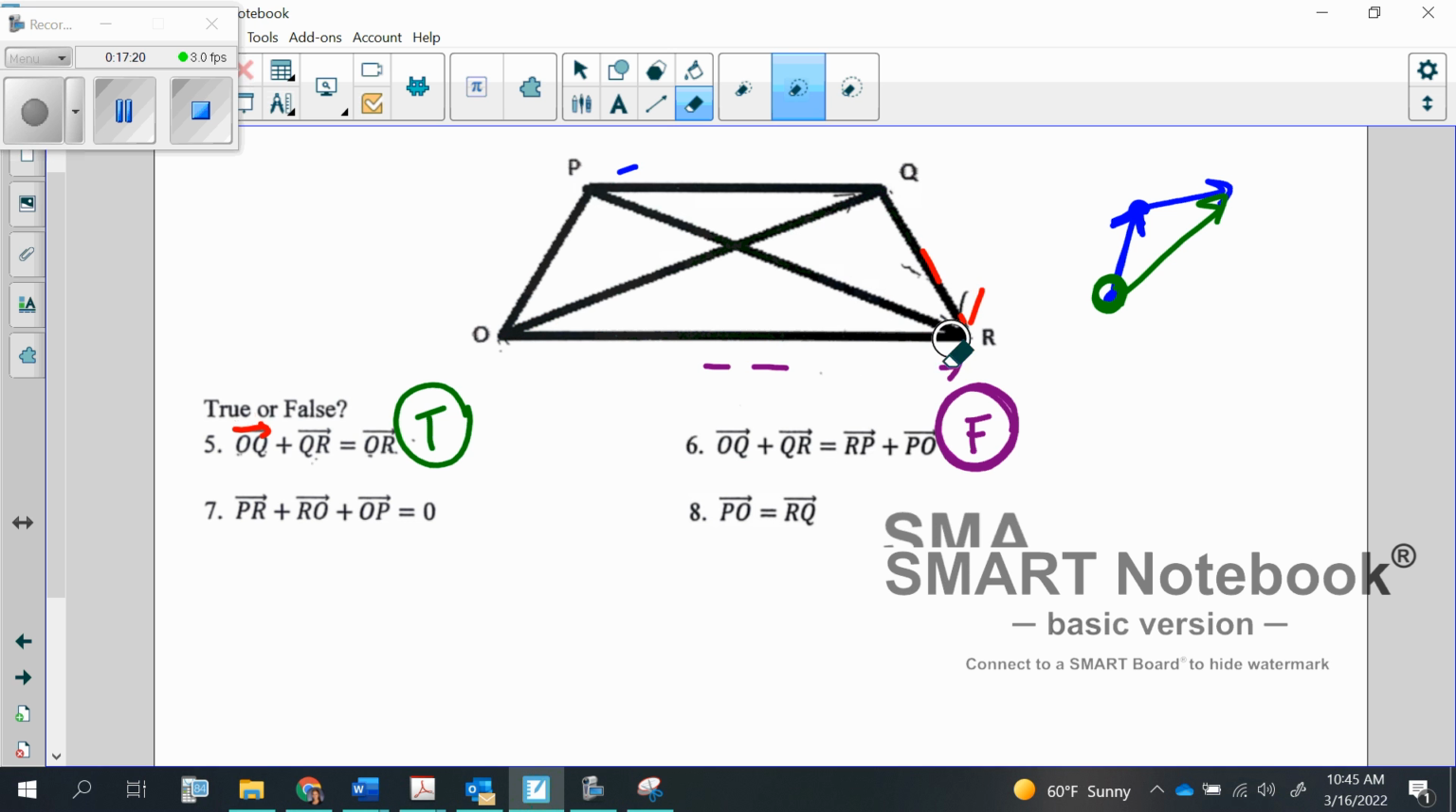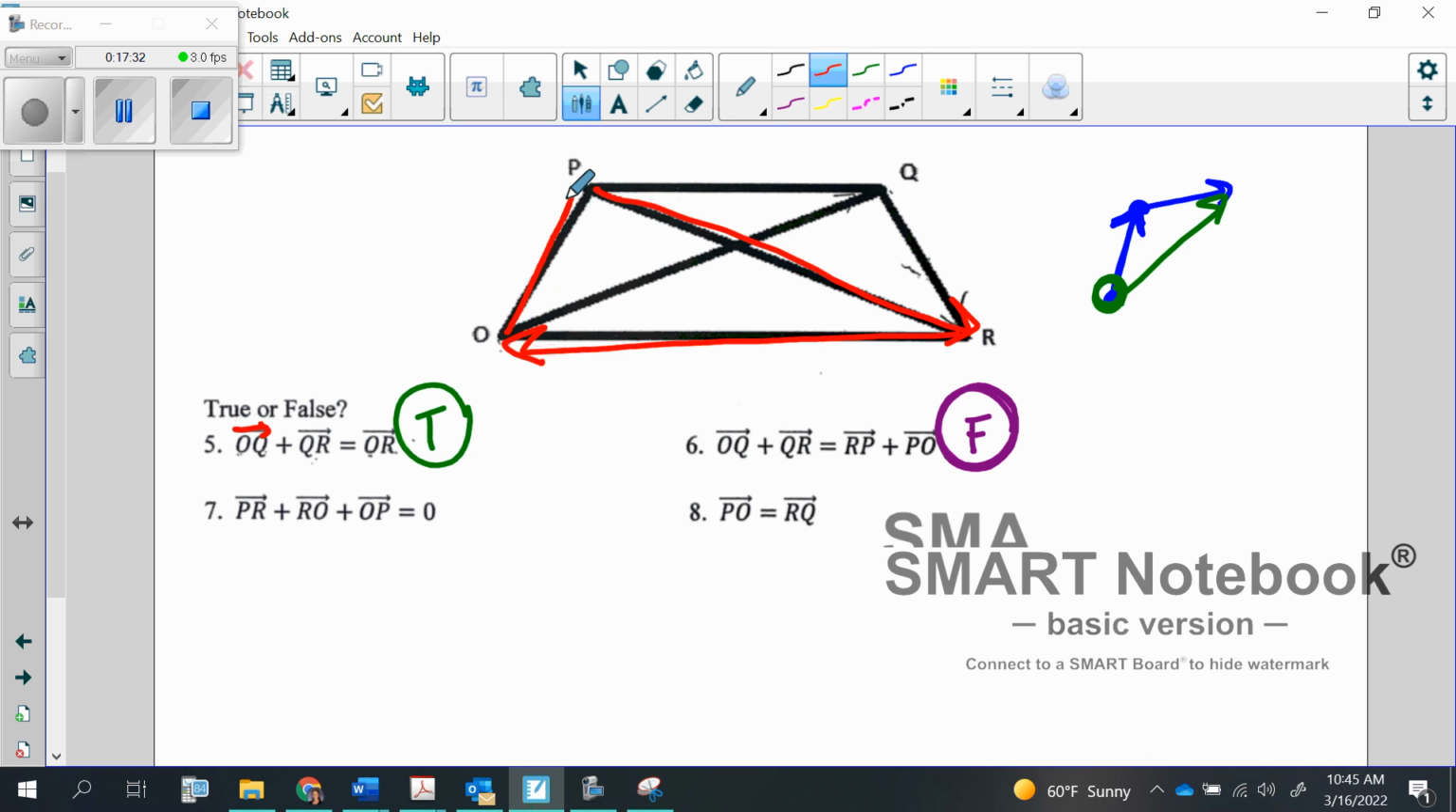Next one. Let's add these three vectors: PR plus RO plus OP. And if you notice, we get back to where we started. So what would the resultant vector be equal to? Well, if you get back to where you started, the resultant is the zero vector, often written as a bold 0. It's like saying I have zero displacement. So this would be true.